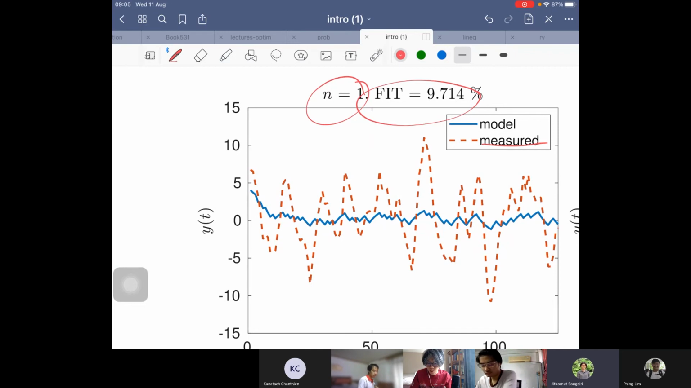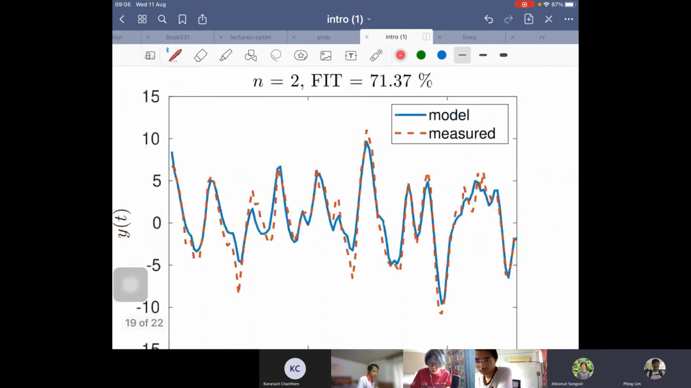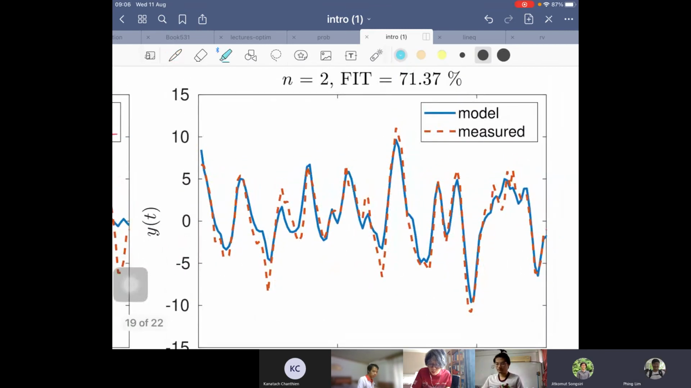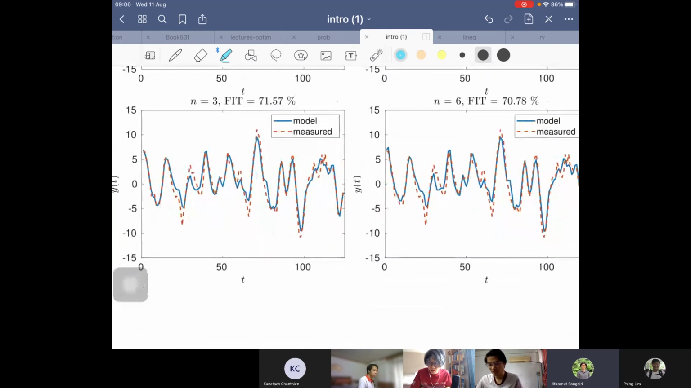So is this the best? Is this a good estimate, Ping? Yeah, I think so. For this one, just this particular graph? Not a good estimate model, no, right? Because the two graphs should be aligned as much as possible. So this is the fitting of 71%. Is it better, Ping? Yeah, it's better. What about n equals 3 and n equals 6? Which one is better?